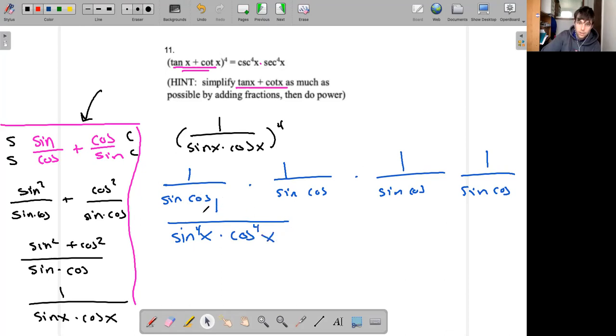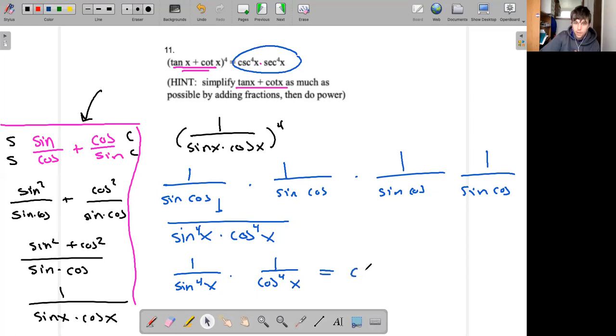All that's ones on top. And we can go ahead and split that up. Why not? That's 1 over sine to the fourth times 1 over cosine to the fourth, which is basically where we're trying to get to. This is equal to cosecant to the fourth times secant to the fourth.